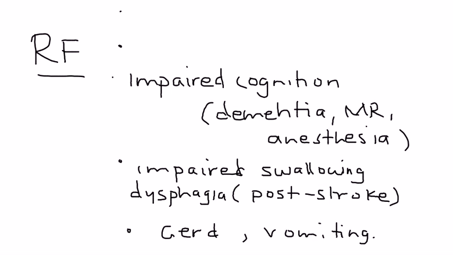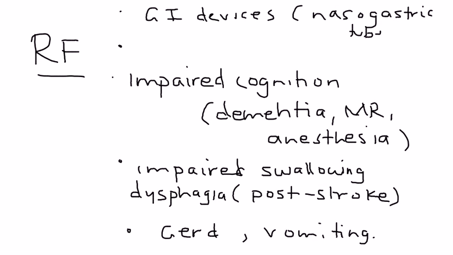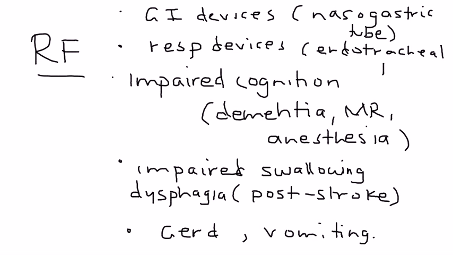And there are some devices that can be considered risk factors for developing aspiration pneumonia. The first is GI devices, such as nasogastric tubes that are placed. So they actually can be a risk factor, believe it or not. And respiratory devices, such as an endotracheal tube. So these are some of the scenarios that you'll see in clinical vignettes, where the patient has one or more of these risk factors.